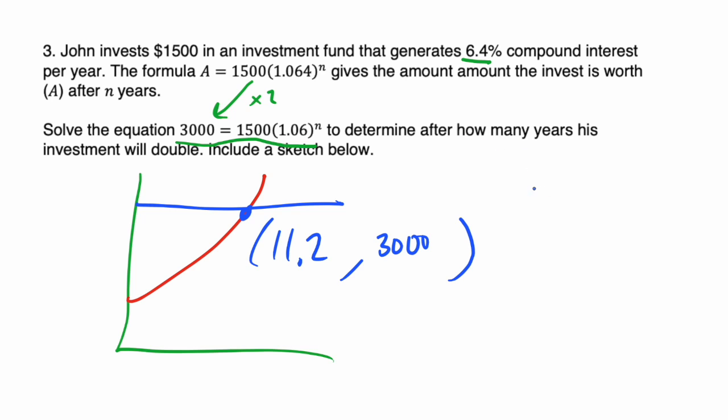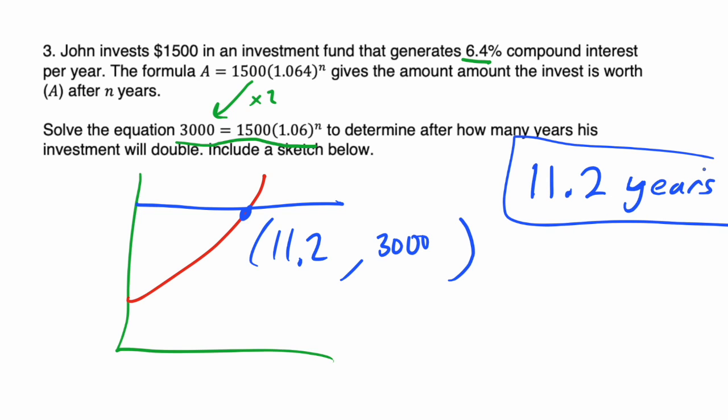Okay, how many years? So you can say 11.2 years. You wouldn't round it down to 11 because it takes more than 11 years. Maybe you could say 12 years of your investment. You can only take it out at the end of a year, but might as well just call it 11.2 years.